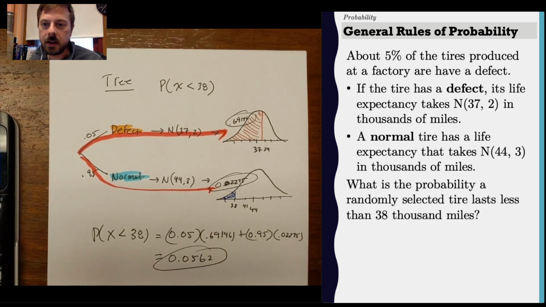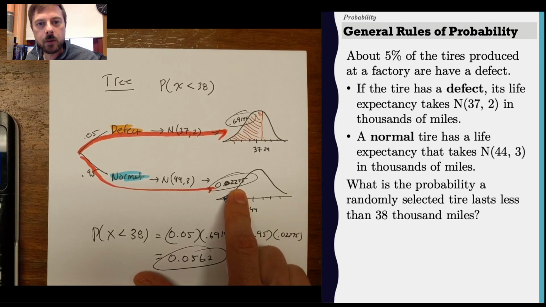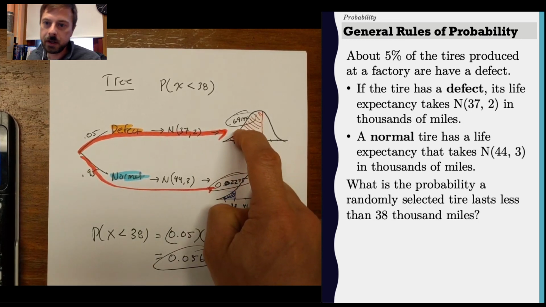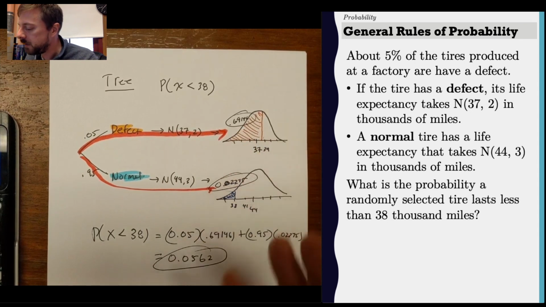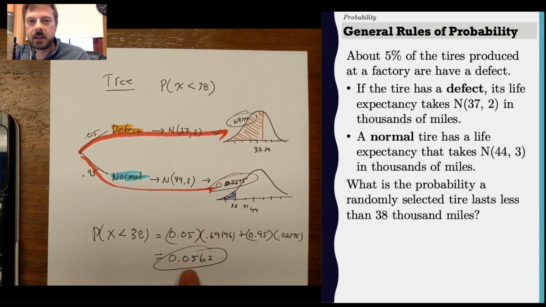What's the probability that a tire lasts less than 38,000 miles in general? About 5.62%. Given that the tire was a normal tire, it would be lower than that, 2.275%. Given that the tire had the defect, whoa, it was a much, much higher probability of that thing happening. Overall, the probability that the tire lasts under 38,000 miles is right there. Pretty cool. All right, so those were the three problems that I wanted to go over today.